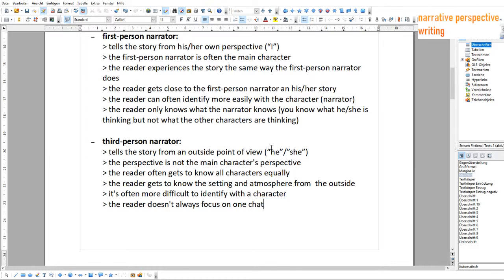One character. Okay. Do we have more? Let's think about it. Well, in the first person narrator, you only know what the narrator knows, but with the third person narrator, you might get to know what different characters feel like and what they think.